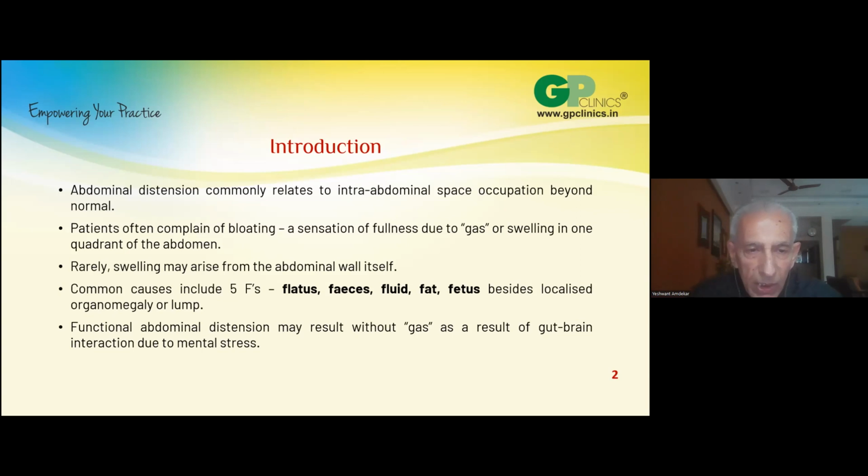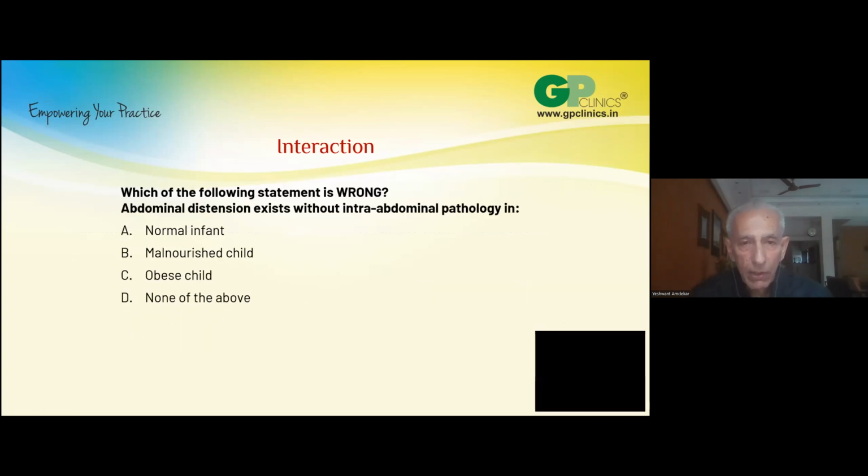But what is important is that there is often a functional abdominal distension that may result without gas, as a result of gut-brain interaction due to many issues like mental stress. Almost like abdominal pain is a feature of functional origin, and constipation is a feature of functional disorder, so also bloating, abdominal distension, the so-called gas, is also a functional element. So with this in mind, let's get to the next slide, please.